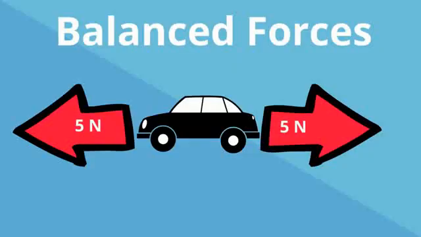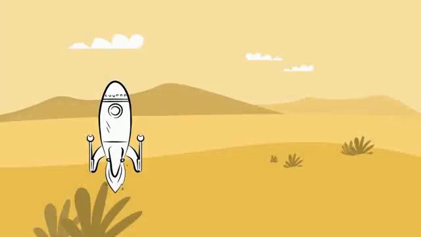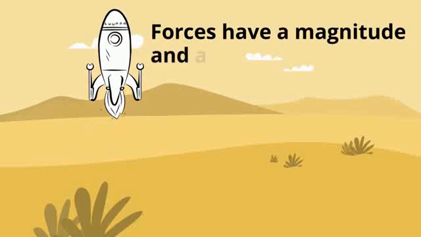Balanced forces acting on an object in opposite directions and in equal strength, as shown in the arrows below, do not cause a change in the speed of a moving object. Objects that are not moving will not start moving if acted on by balanced forces. Remember, forces have a magnitude and a direction.